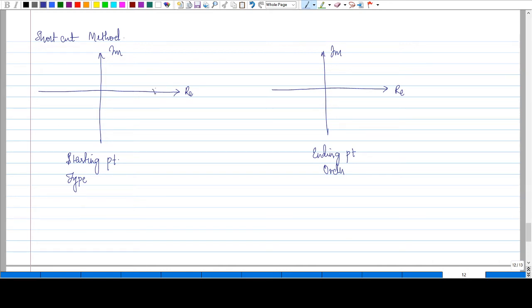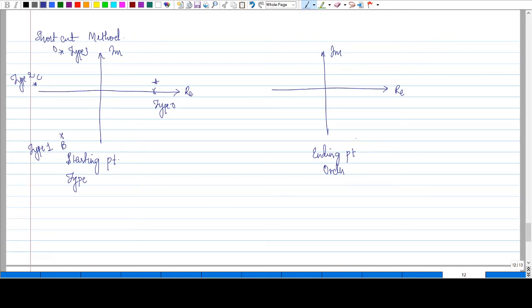So this is for type 0. This is for type 1. This is for type 2. And somewhere here, this is for type 3. So these are the different starting points for a type 0 system, type 1 system, type 2 and type 3 system.